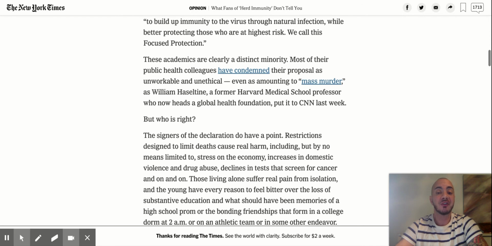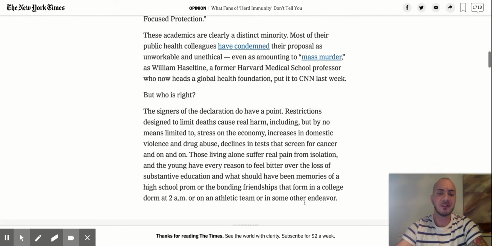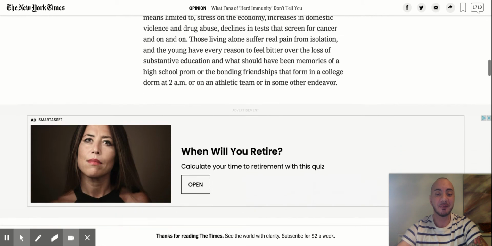The signers of the declaration do have a point. Restrictions designed to limit deaths cause real harm, including, but by no means limited to, stress on the economy, increases in domestic violence and drug abuse, declines in tests that screen for cancer, and so on. Those living alone suffer real pain from isolation, and the young have every reason to feel bitter over the loss of substantive education and what should have been memories of high school prom or the bonding friendships that form in a college dorm at 2 a.m., or on an athletic team, or in some other endeavor.